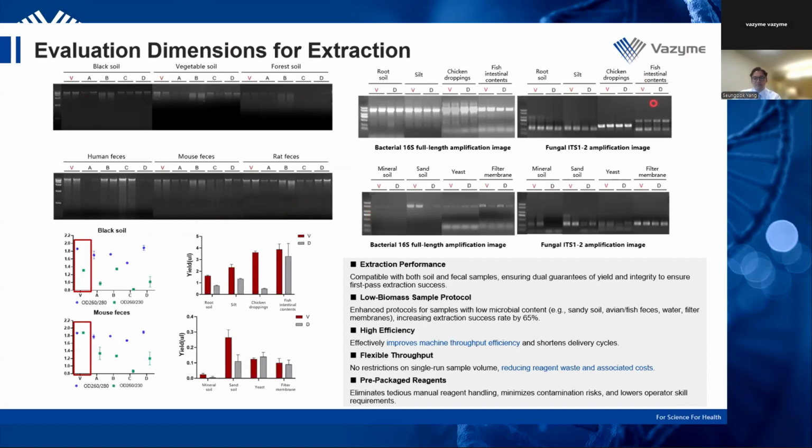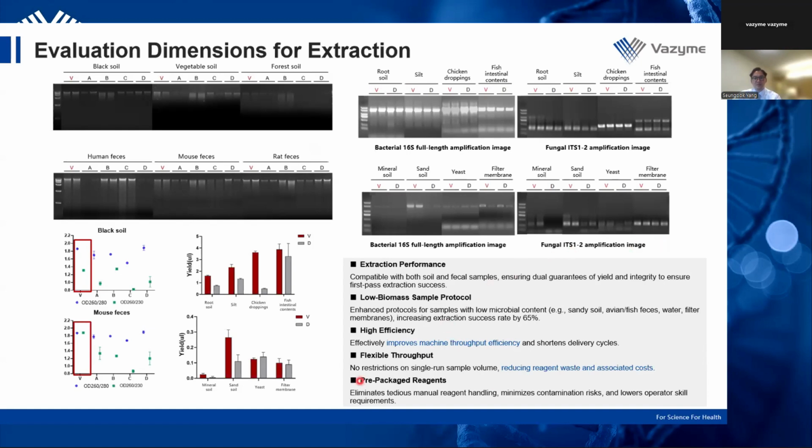And to the right, we show results for bacterial 16S and fungal ITS, the full-length amplifications from a variety of soils and fecal types. And Vazyme's kit, again, outperforms the D brand across multiple sample types, including low biomass samples like filter membranes and sandy soils.